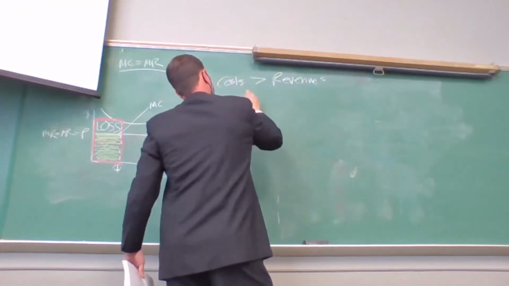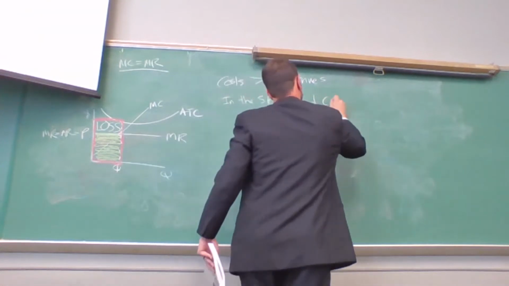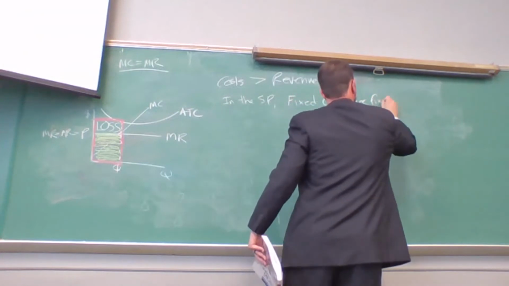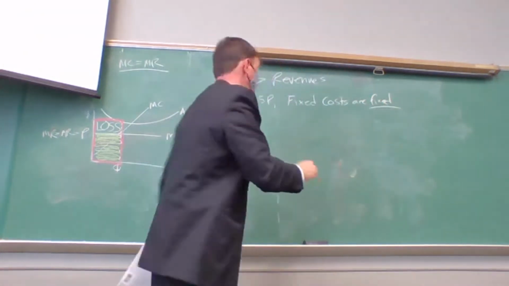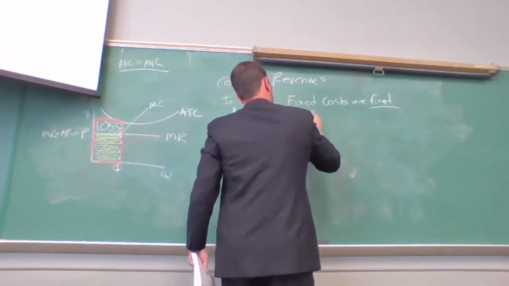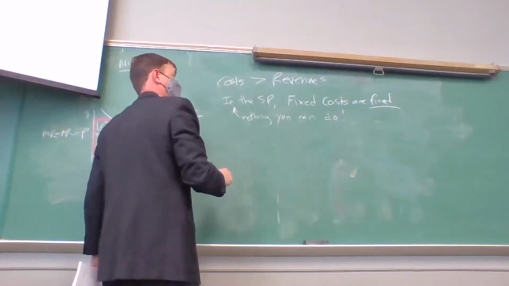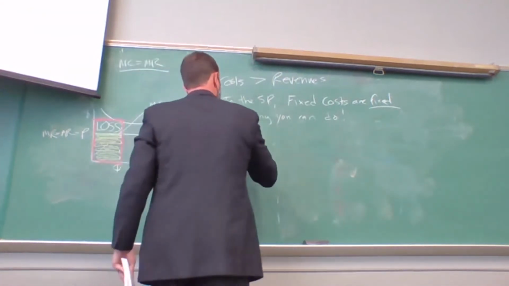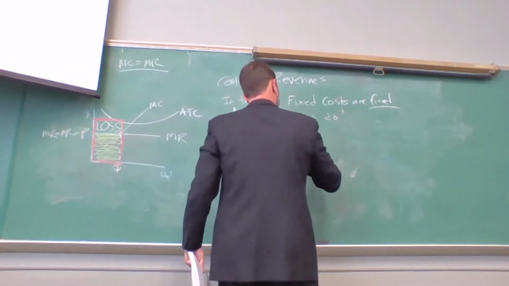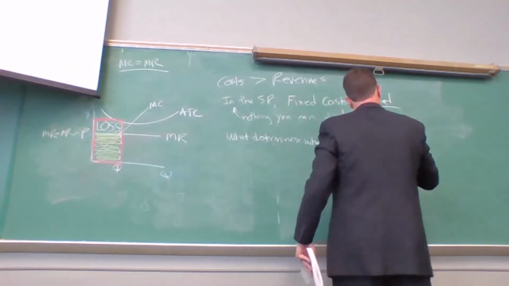In the short run, SR, fixed costs are fixed. Can you do anything about them? Nothing you can do here. So what kind of cost am I looking at? What determines, there's only two different types of costs, right? Whether you stay open.